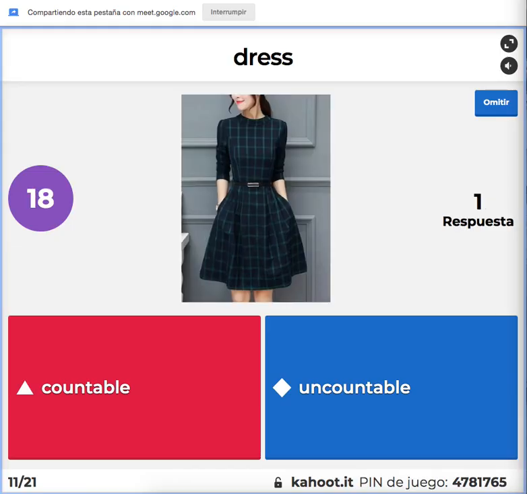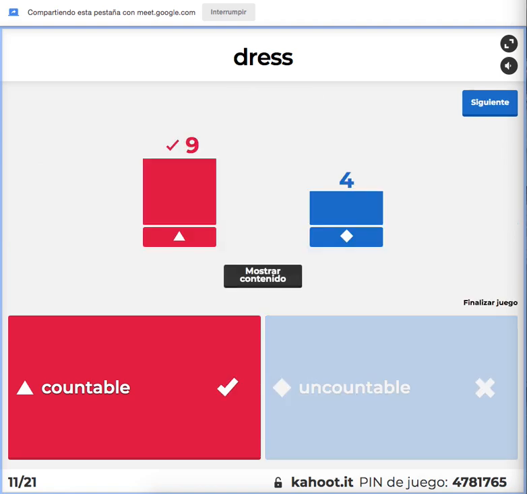Okay, the next one is dress. Is it possible to count it? For example, is it possible to count the amount of this that you have in your wardrobe? Very good. Actually, dress is countable.